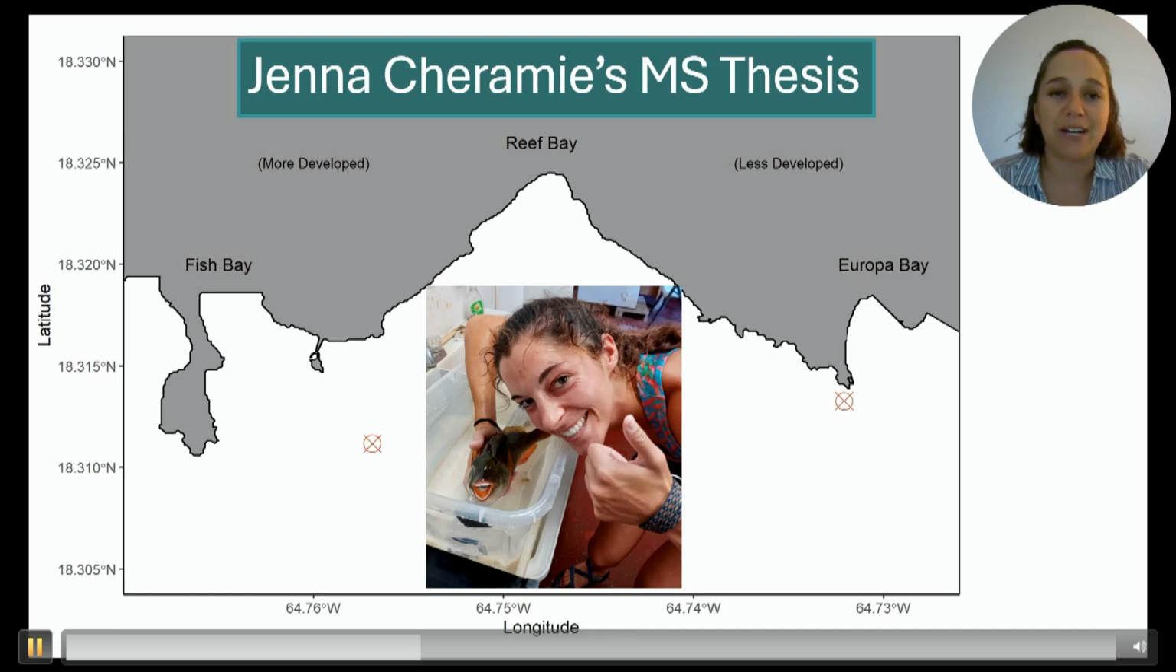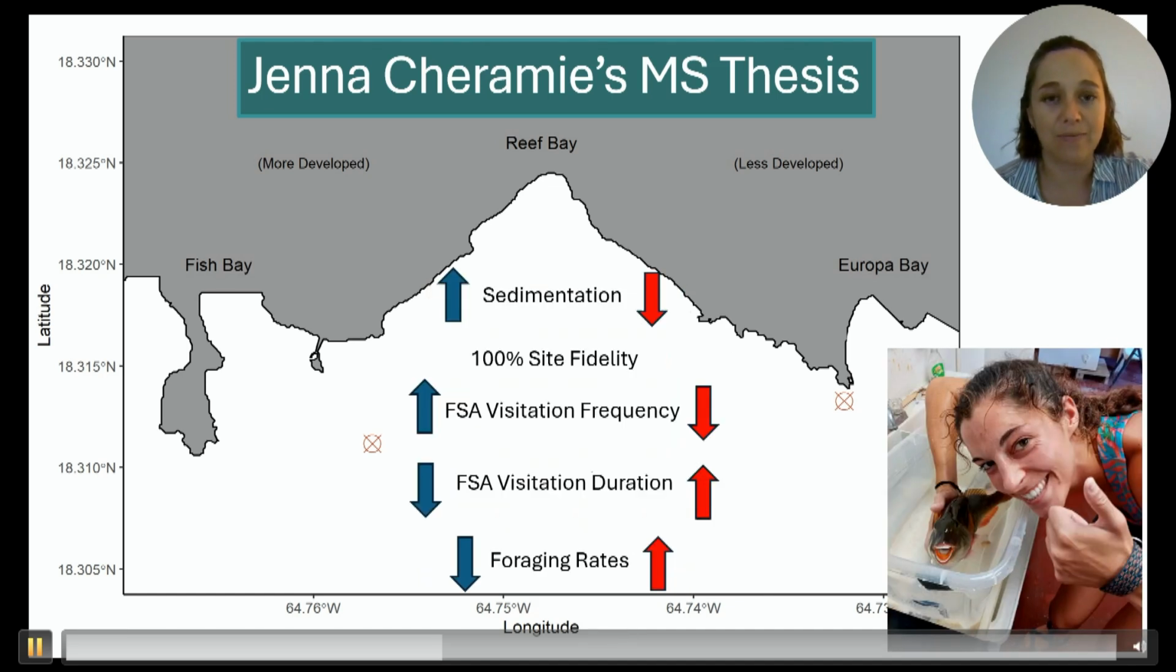So I want to start by sharing some results from Jenna Sheremy's master's thesis. She was a master's student working with Rick Nemeth, who's the PI on this project. And she found some really important things related to our yellowtail. First off, she was able to confirm that there was a sedimentation gradient across the bay, and it behaved as we expected. So there was more sediment on the western side of the bay compared to the eastern side.